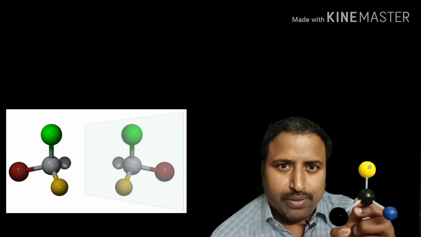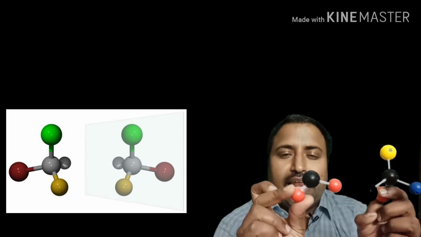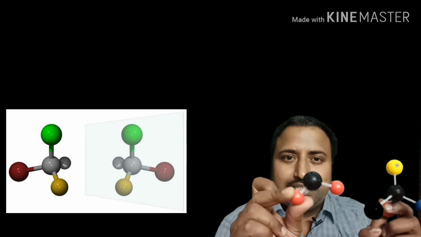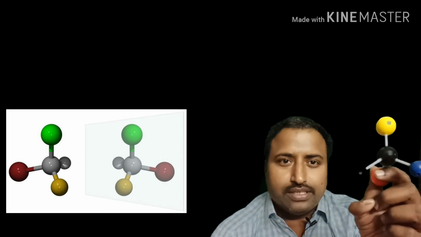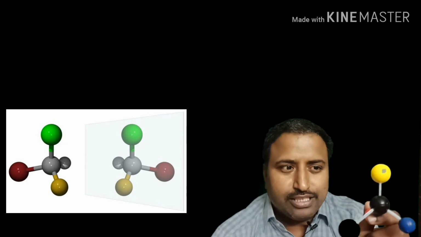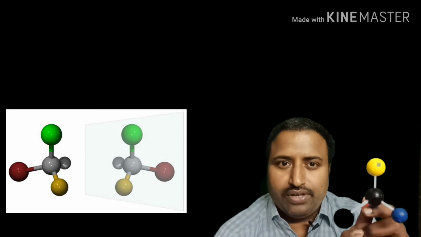This will exhibit optical activity. This one will not exhibit optical activity because it has a plane of symmetry and an axis of symmetry. Then it is a symmetric molecule. This is an asymmetric molecule, the one which does not have an axis and plane of symmetry in it.